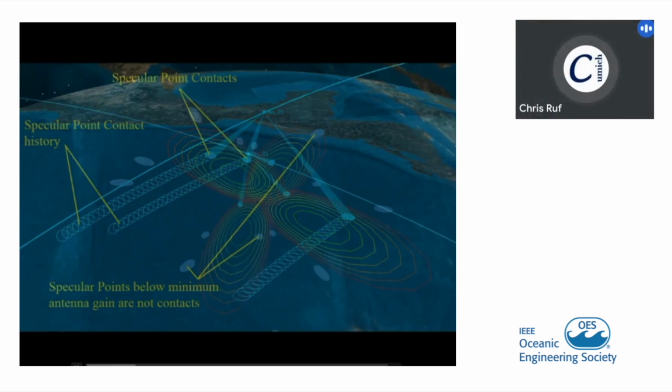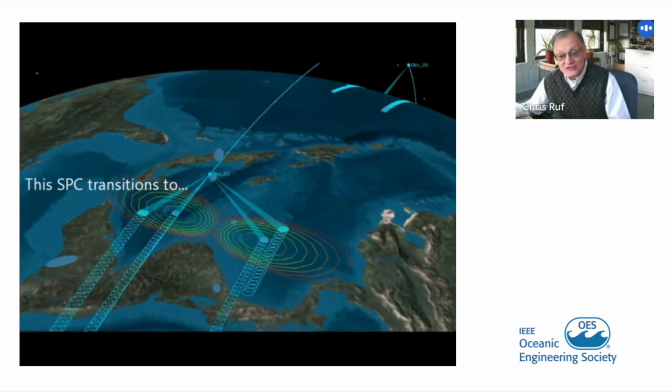And as soon as one of those specular points enters the antenna pattern, that's this red circle here, we begin taking data, and we make measurements of that GPS scattering signal as long as the signal is within the antenna pattern.